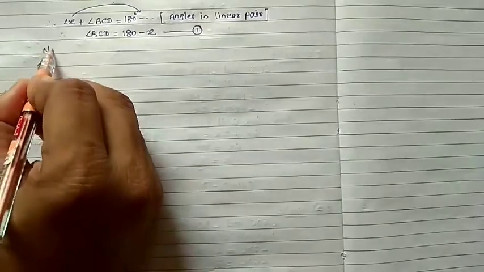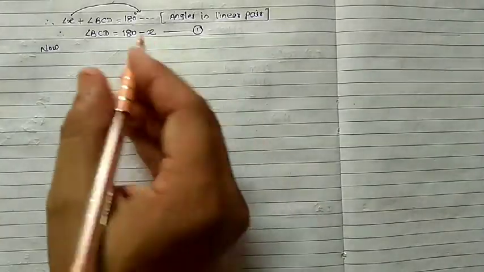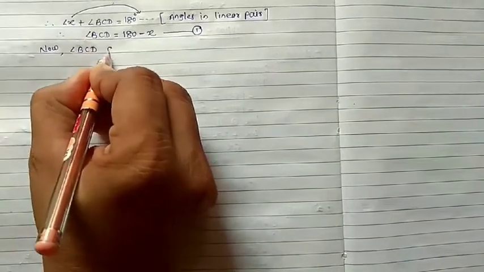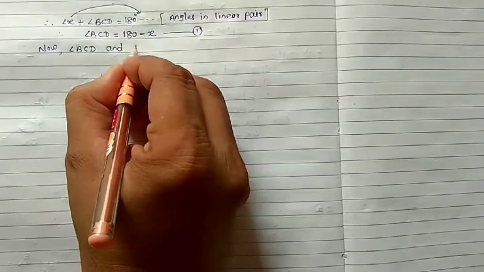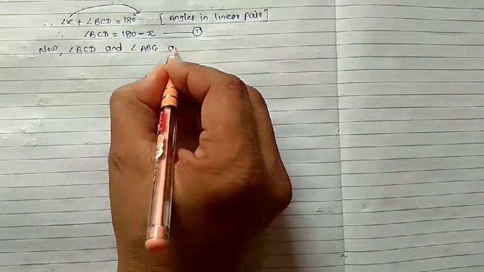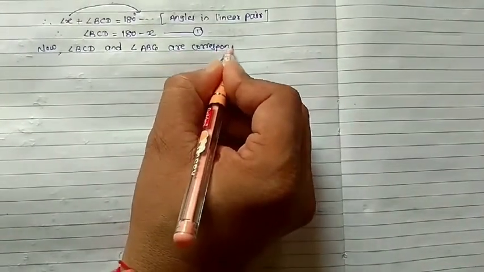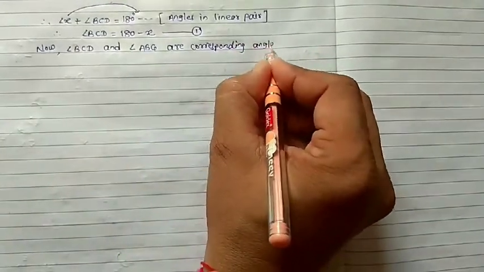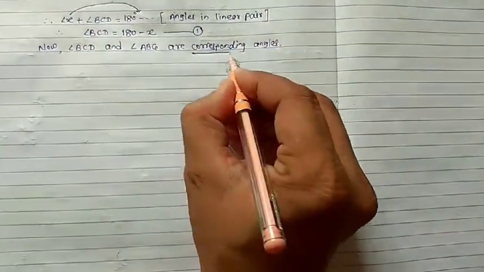Now see in the figure, angle BCD and angle ABG are corresponding angles. Corresponding angles. And if the two lines are parallel, then the corresponding angles are congruent.